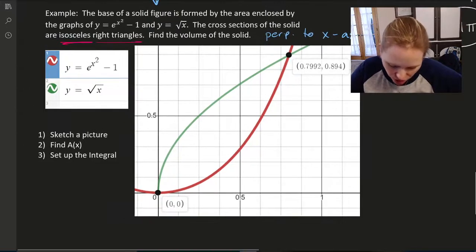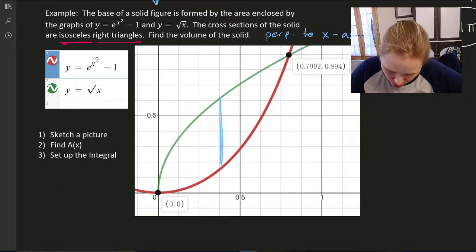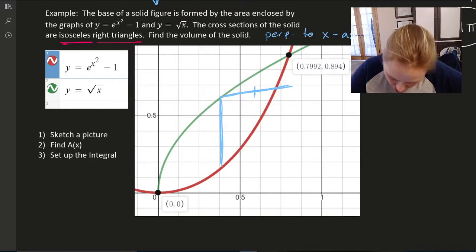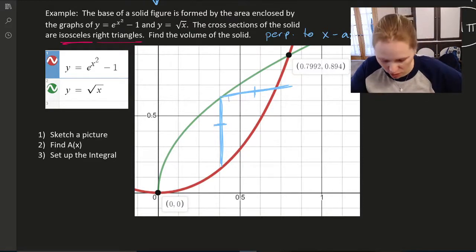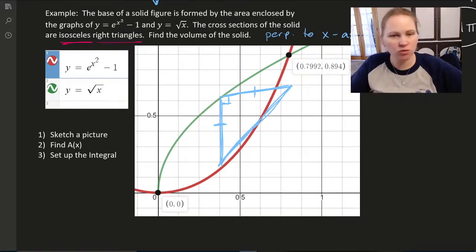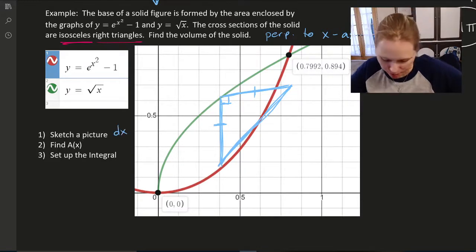So here's my picture, and when I sketch my right triangles, they're going to look like this. I'm going to have one leg here, and it's an isosceles right triangle. What that means is the two legs that form that right angle are going to be the same, which is nice. So there's one of my cross sections, and since I'm perpendicular to the x-axis, this is going to be a dx setup. So now I need to know my area function.